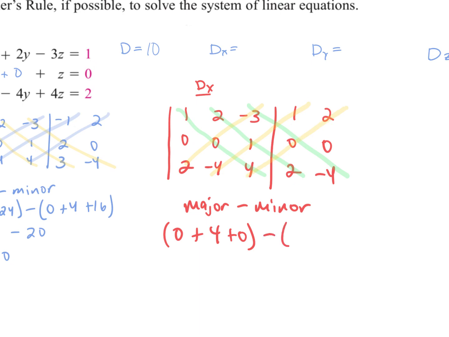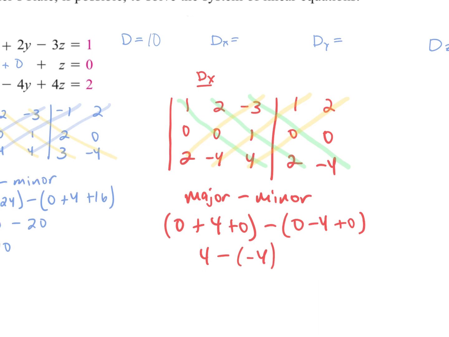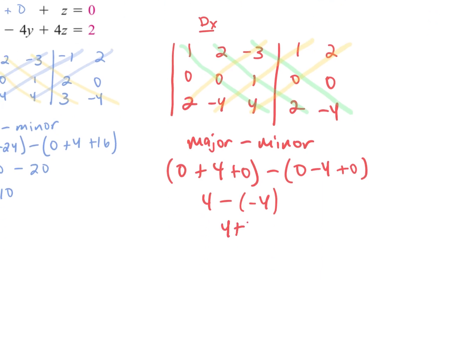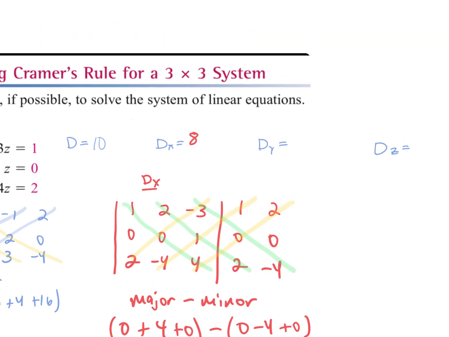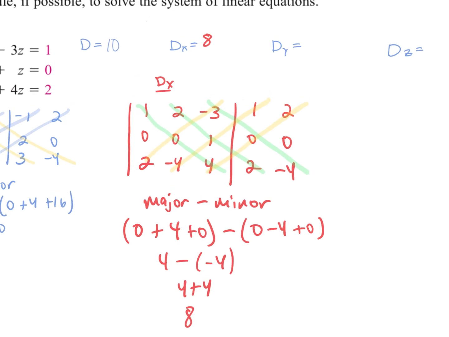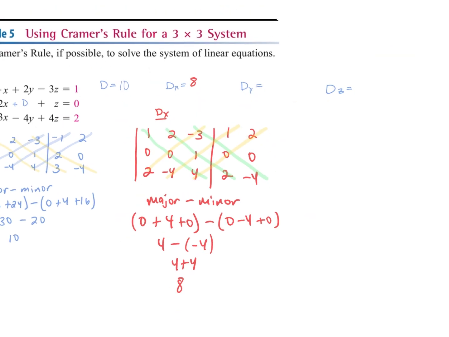I have 2 times 0 times negative 3. 0. Negative 4 times 1 times 4 times 0 times 2. 0. So I have 4 minus negative 4. What's 4 minus a negative 4? 4 plus 4, which is 8. Now, if I got 0 here as an answer, would that be okay? Yeah, because 0 divided by 10 would just give me 0. That's okay. 0 is an okay answer to have.